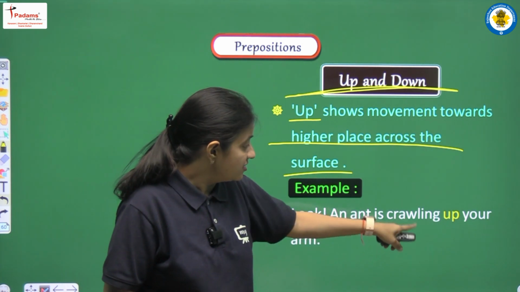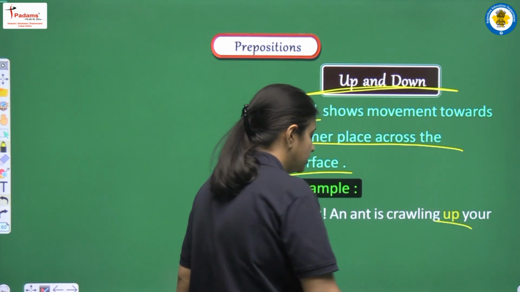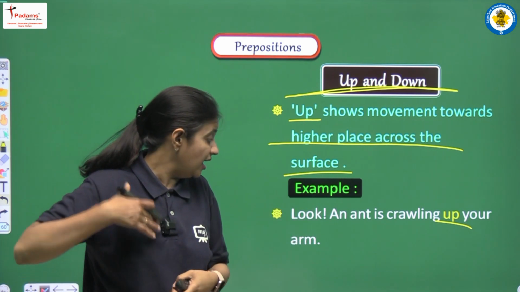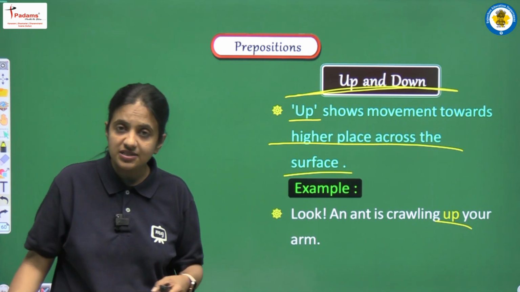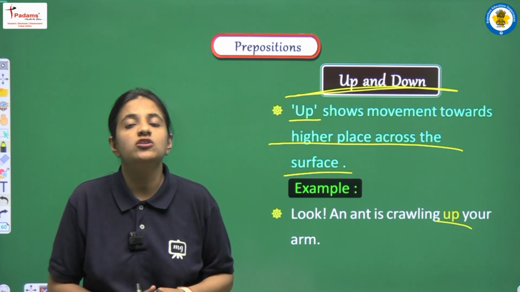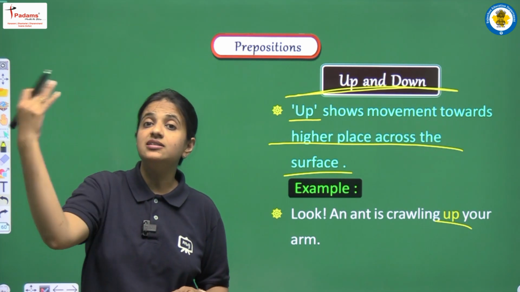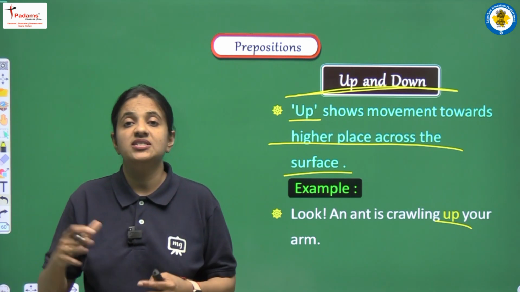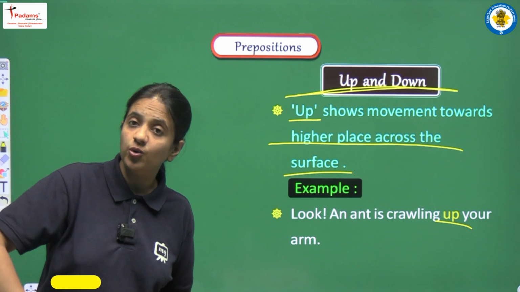Look, an ant is crawling up your arm. So here in this example there was one ant, and that ant was crawling up the arm of one person. So the ant was having one movement towards the higher side. Okay, so with the help of up we can show the movement towards the higher side from the lower side.